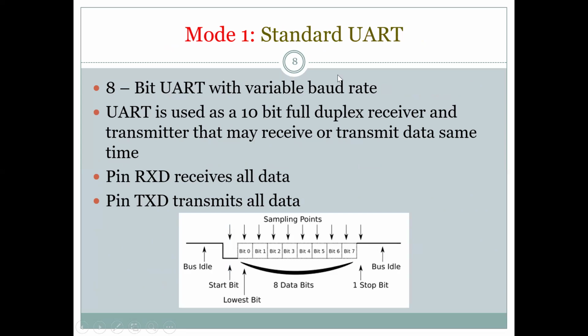And next, mode 1, which is 8-bit UART mode with variable baud rate. Here the UART is used as a 10-bit full duplex receiver and transmitter, so they receive and transmit data at the same time. RxD is used to receive all the data, and the TXD pin is used to transmit all the data. And this is what I called framing. The first bit is always the start bit, the remaining 8 bits are data bits, and then 1 stop bit. The start bit is always low, and the stop bit is high.